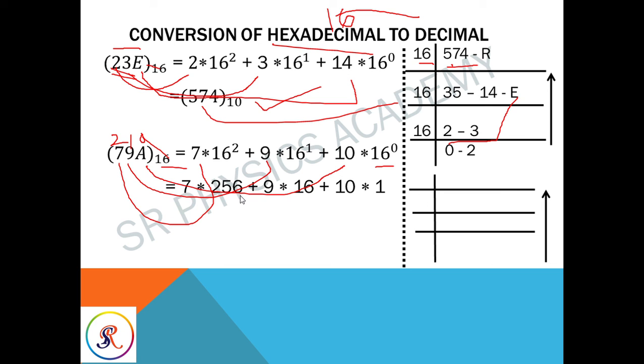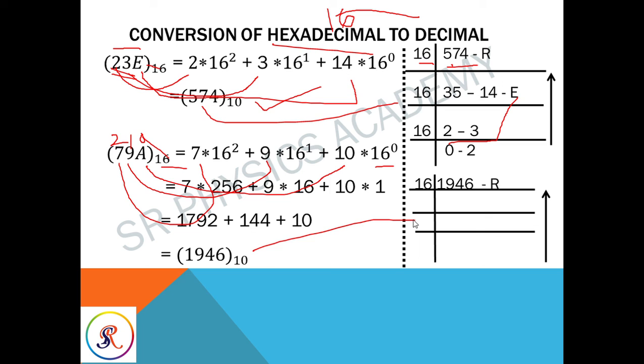After multiplication, we will get 1946 base 10. So let's check whether the 1946 value is correct or wrong. Okay, so let's go again, reverse, decimal to hexadecimal by the factor. So 1946 divided by 16. So we will get 120. After that we will get 7, 9, 10. 10 means we have written here the A value. So that means the answer is correct.